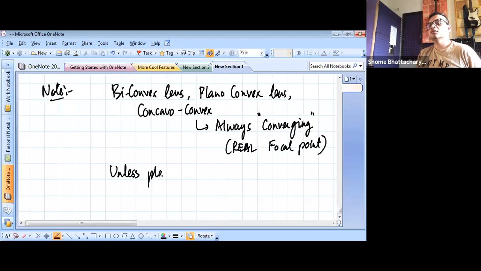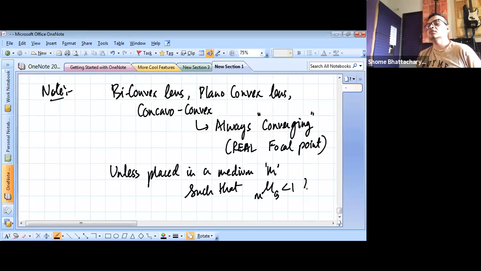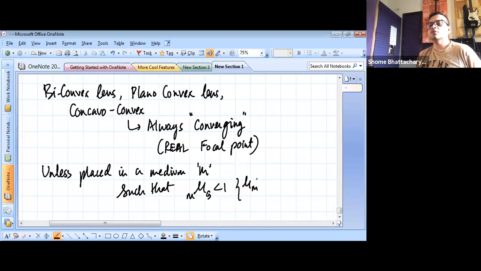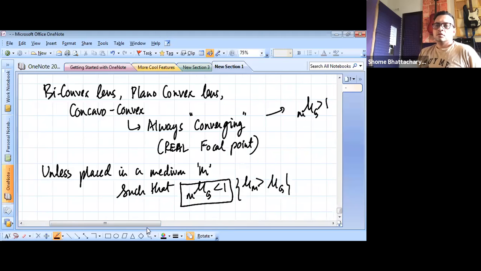unless placed in a medium, let's say M, such that the refractive index of glass with respect to M is becoming less than 1. That is, the refractive index of that medium happens to be greater than refractive index of glass. That's a very exceptional case. Okay, unless this thing happens. This we're talking about in a normal situation where the refractive index of the glass with respect to the medium is greater than 1.